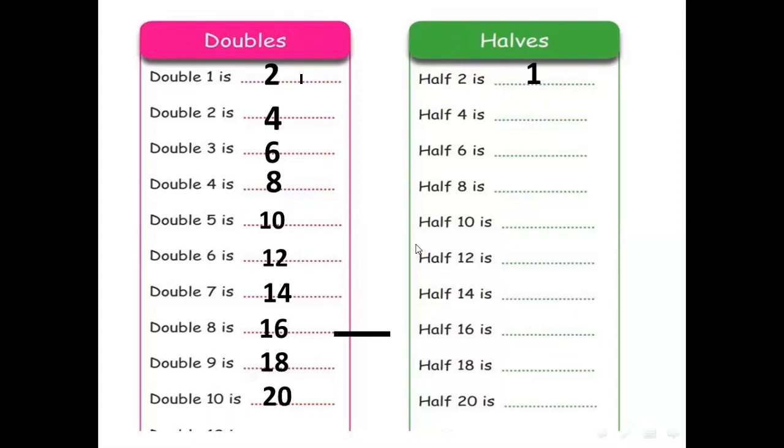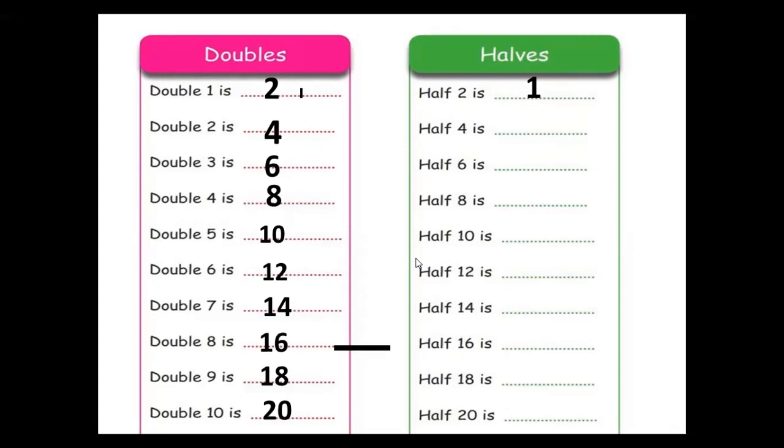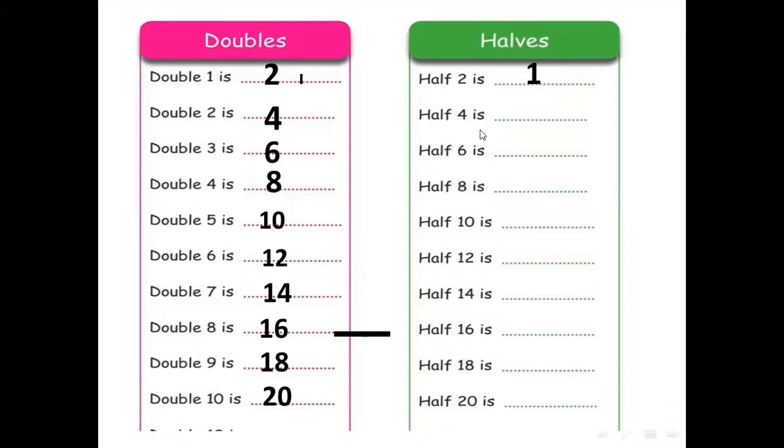Okay, the next one I want Muhammad and Miral. Miral, can you hear me, honey? Yes. Okay, here we have half of 4. Half of 4 is what? 2. Excellent. Half of 4 is 2. Okay, and do you know what half of 6 is? 3. Good job, Miral.